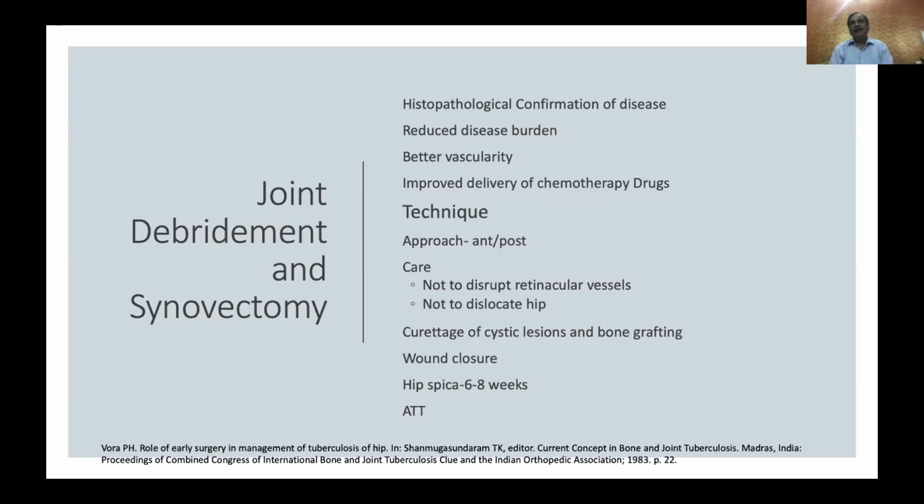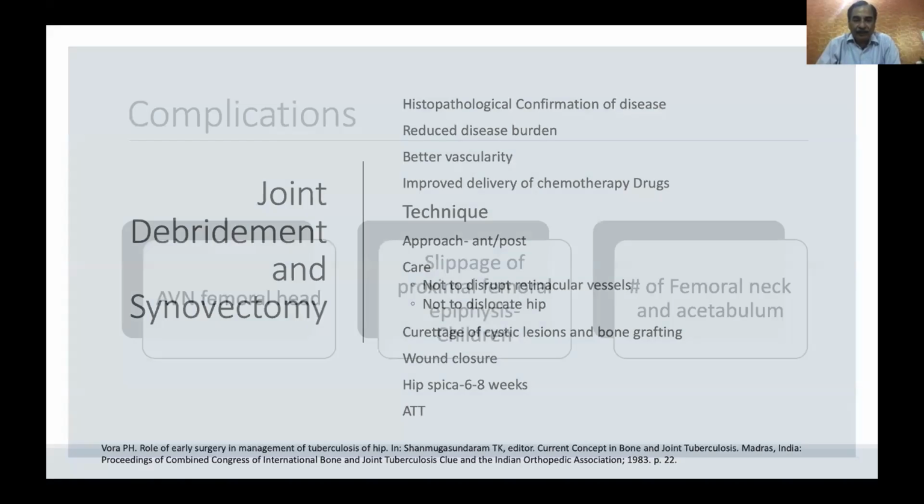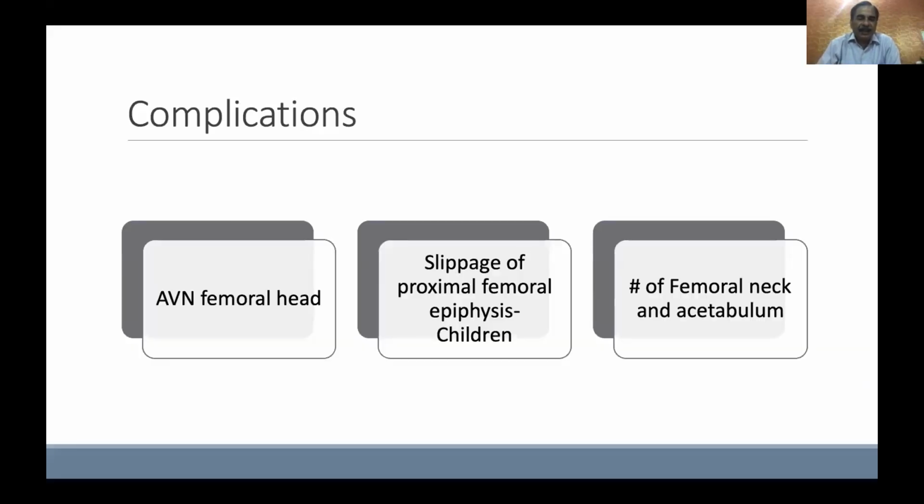However, I would be more inclined to do a synovectomy in a joint where the joint is salvageable, hip movements are possible, cartilage is maintained. That would be a bigger indication for me. The complications are avascular necrosis, slip of the proximal femoral epiphysis in children, and fractures.